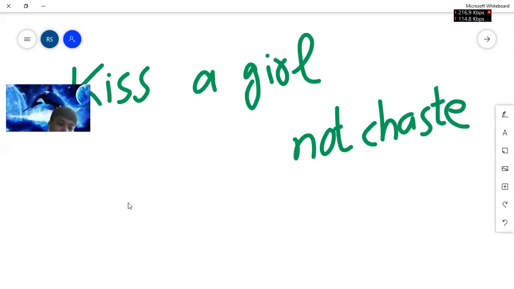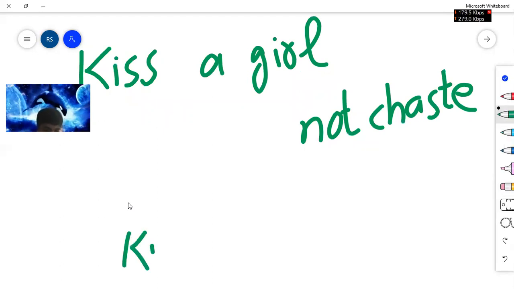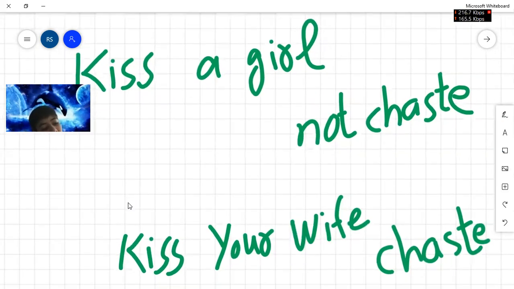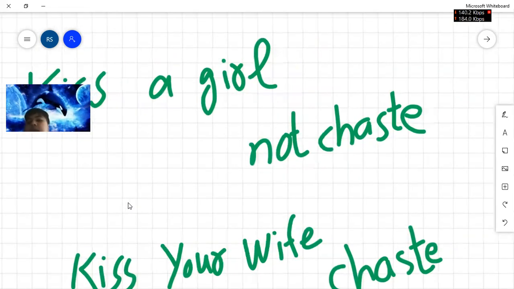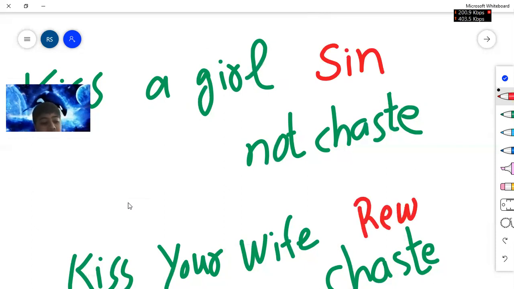Wait a minute. First understand it, then write it. If you kiss your wife, then you are chaste. Wait a minute, we have not completed yet. So, if you kiss a girl, you are not chaste and it is a very big sin. Not chaste, and big sin. If you kiss your wife, you are chaste and you will get reward from Allah.